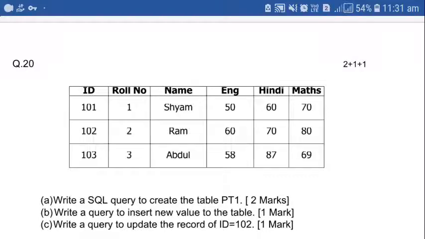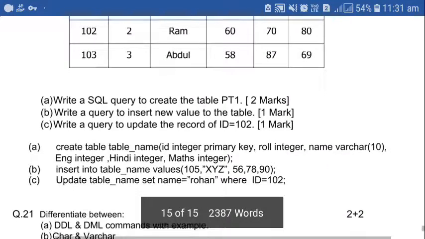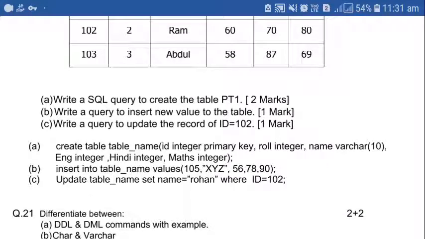Now question number 20. So a table is given here and you have to just write a SQL query to create the table PT1, that is having 2 marks. Write a query to insert a new value to the table, and next write a query to update the record. So how can we perform this? We can use SQL commands here.